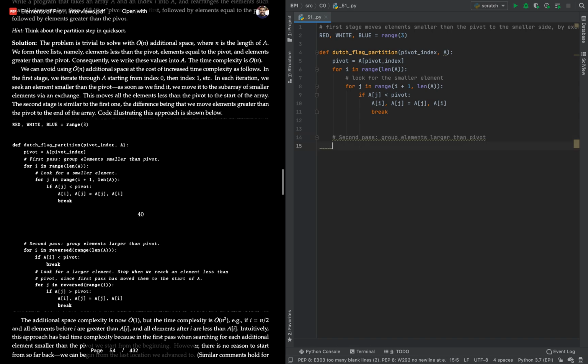Pretty good. Okay, so second pass. Group elements larger than the pivot. See, these are the things that I feel like smart people just leave out for the rest of us. What the hell is group? Mover to the smaller side is obviously less semantically correct, but makes more sense. That's just a joke. For i in reversed.